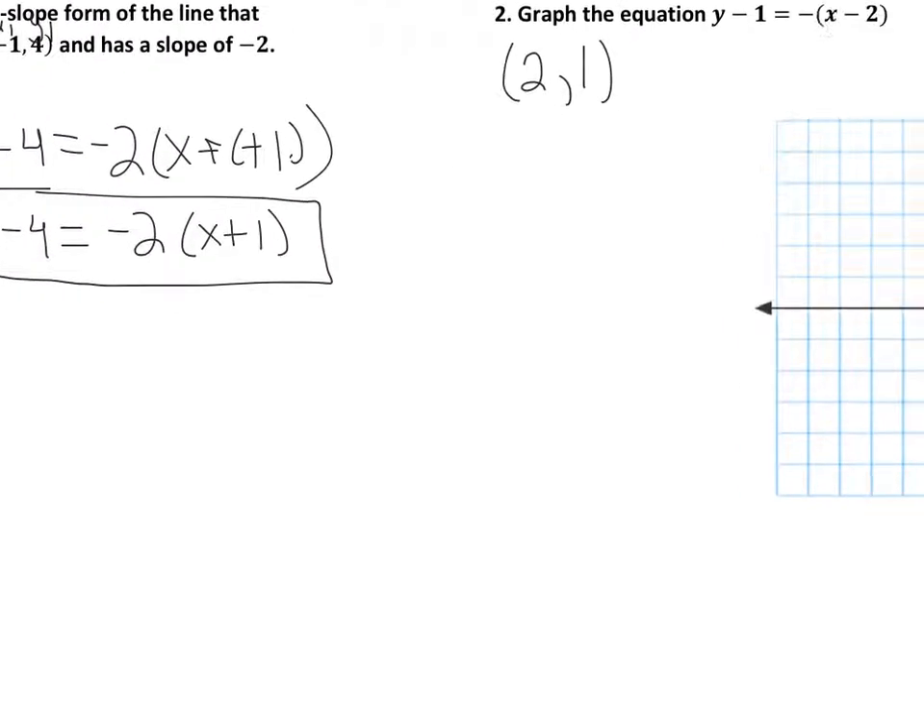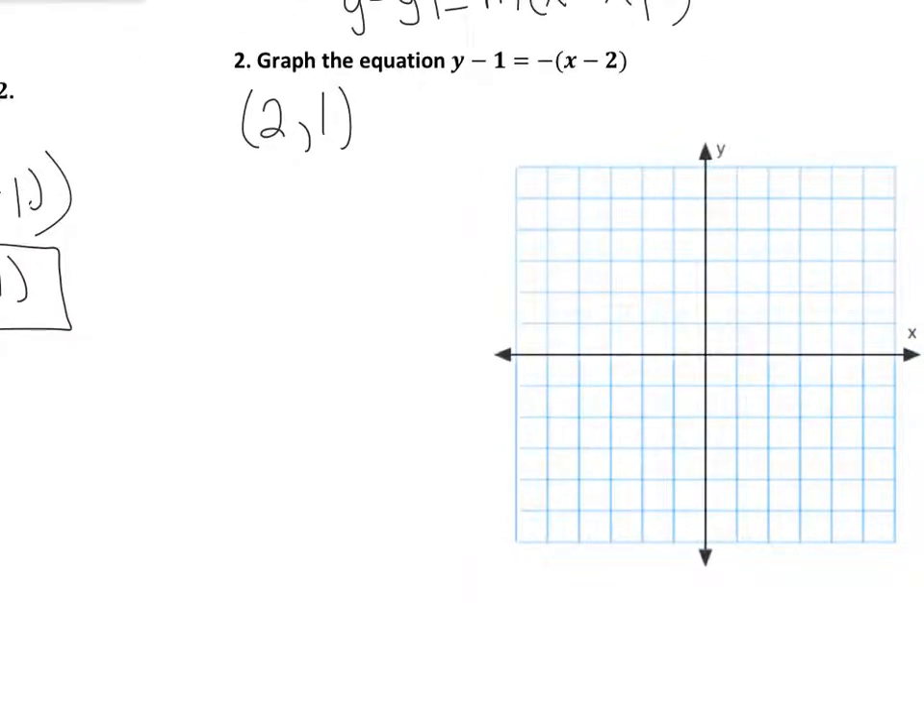And then what's my slope? Well, the slope I see is just a negative. What that means is m is negative 1, and put it over 1. So now we're starting at the point (2, 1). And then we're moving down 1, right 1, or up 1, left 1. And there we go.